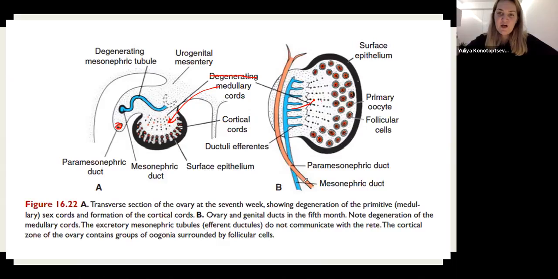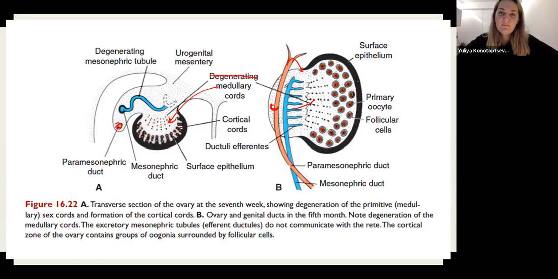This paramesonephric duct will be actively growing, and as it is growing, it approaches more and more the ovary. So this paramesonephric duct, this area right here, that's your future fallopian tube, right? So this is the fallopian tube right here.